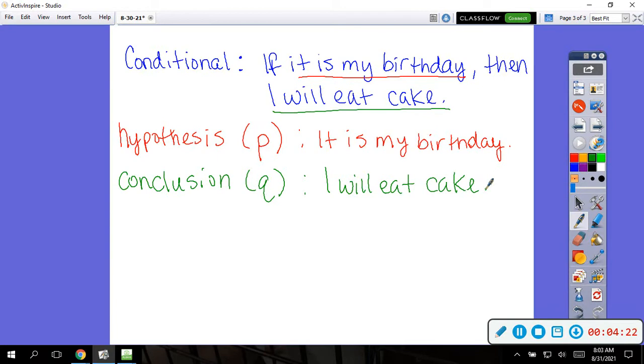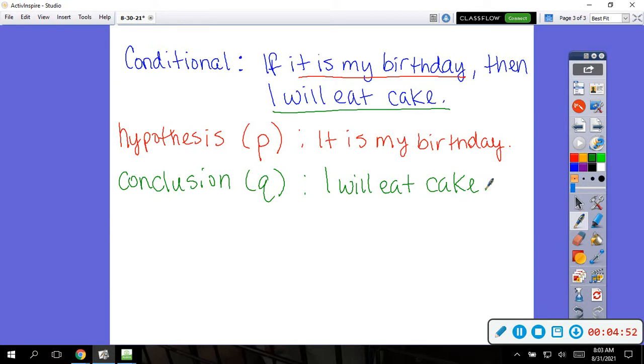Okay, so yesterday we practiced this with truth tables. So it would be true only if it's my birthday and I eat cake, or if it's not my birthday, whether I eat cake or not. Remember, it's only false if the first part's true and the second part's false. So the only way this sentence is a lie is if today is my birthday, but then I don't eat cake. Otherwise, whether it's my birthday or not, if I eat cake or if it's not my birthday and I don't, those are all true statements.